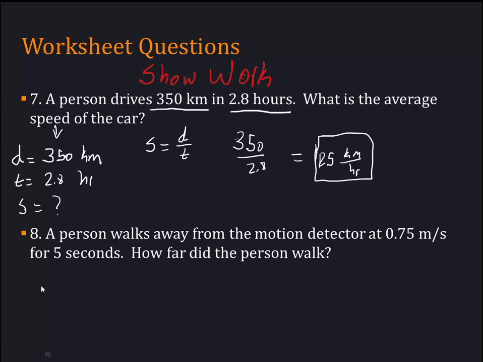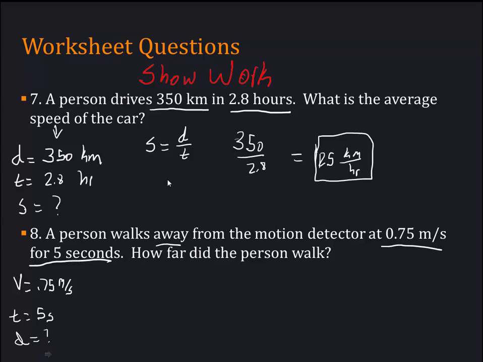Okay. Another question: a person walks away from a motion detector at 0.75 meters per second for 5 seconds. How far did the person walk? This time we're given the speed, and actually we're given a direction as well, so I'm going to say velocity. Velocity is 0.75 meters per second. Okay, we're given a time. T equals 5 seconds. And now I need to find how far. That's a displacement, or a d. How far did we go?